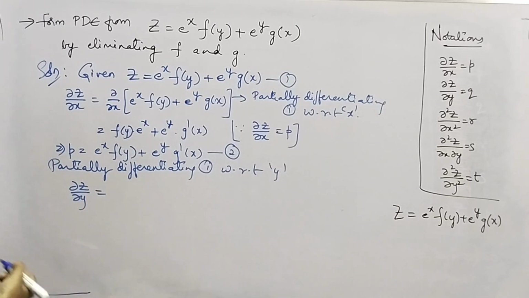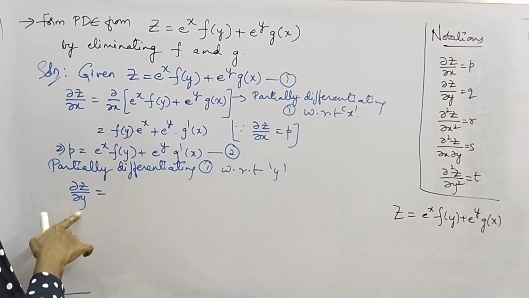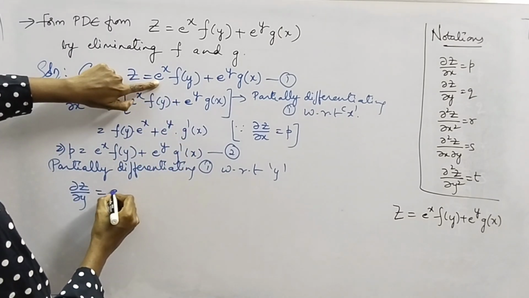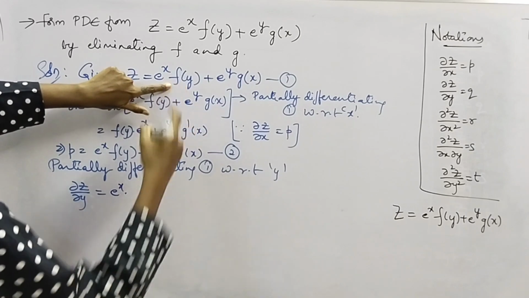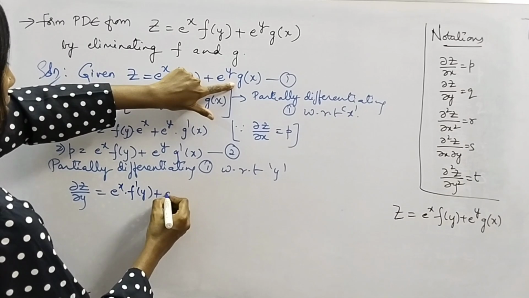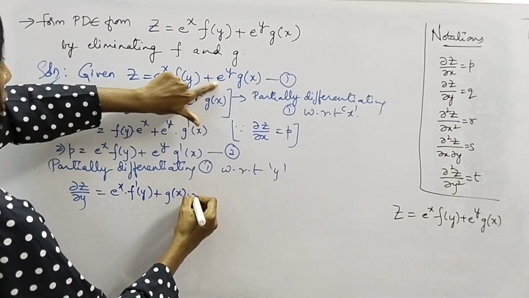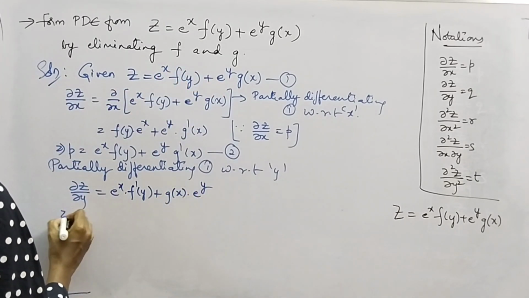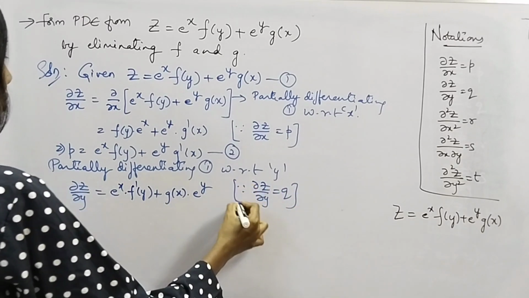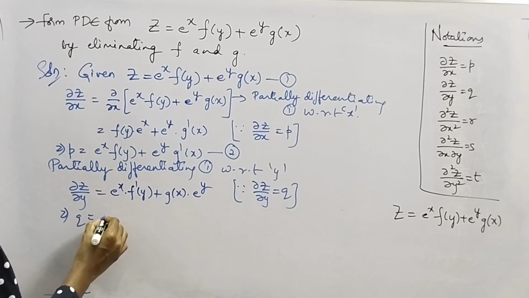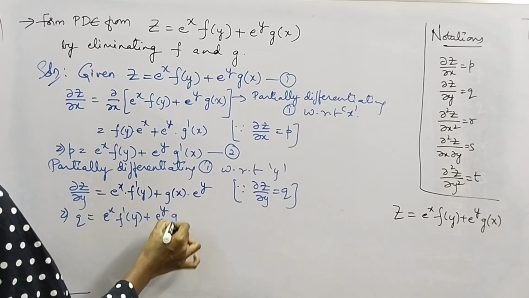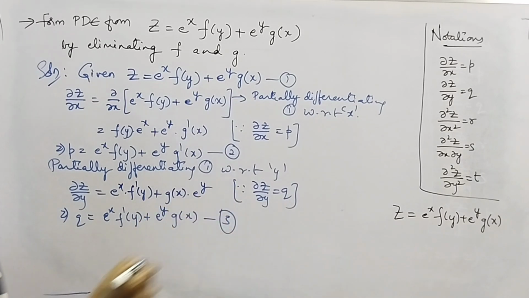You can do directly. So since we are partially differentiating with respect to y, we'll treat x as constant. Here in the first term e power x is treated as constant. Constant into partial derivative of f of y with respect to y is f dash of y plus constant g of x is constant into partial derivative of e power y is e power y, right? Since we have a notation dou z by dou y equal to q, let's replace it by q. We'll get q equal to e power x into f dash of y plus e power y into g of x. Consider as equation number 3.